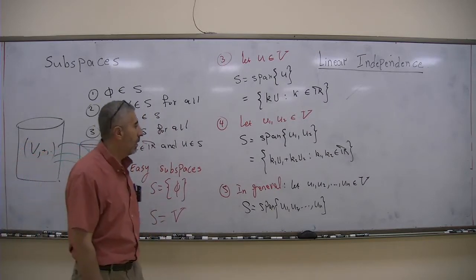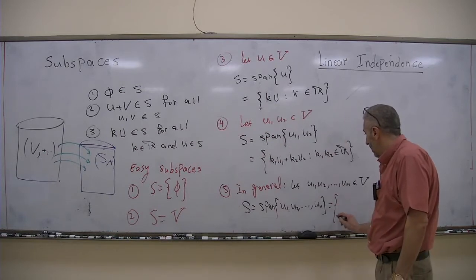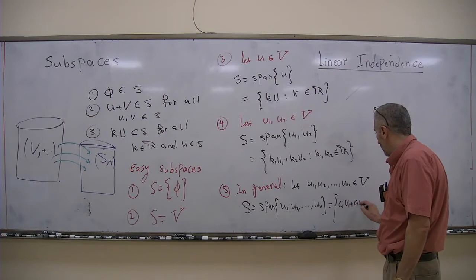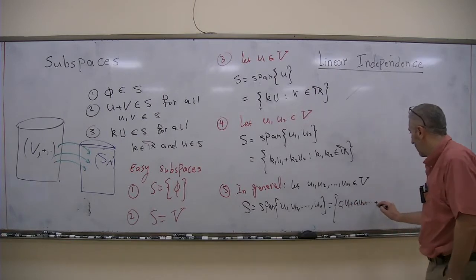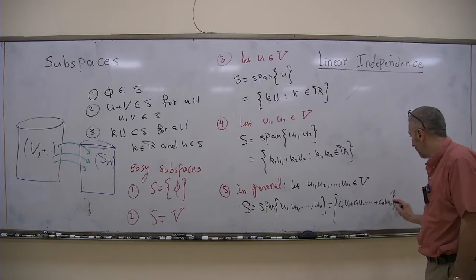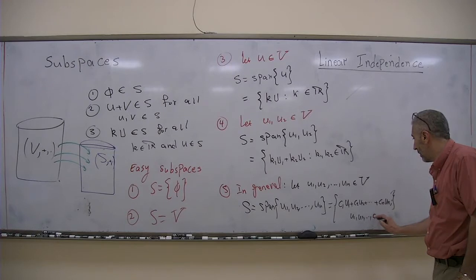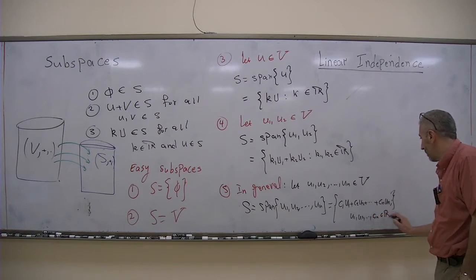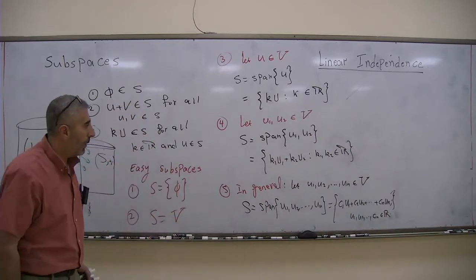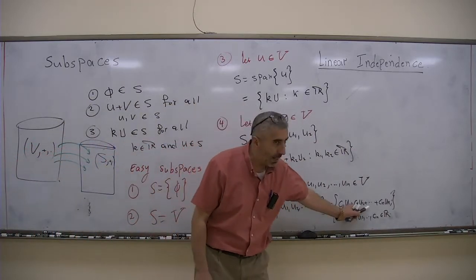Okay? So again here, what do we mean by this? We mean all linear combinations, C1 U1 plus C2 U2 plus ... Cn Un, such that C1, C2, ..., Cn are real numbers. Look here, when we write span, we put commas here. When we write linear combinations, we add them.